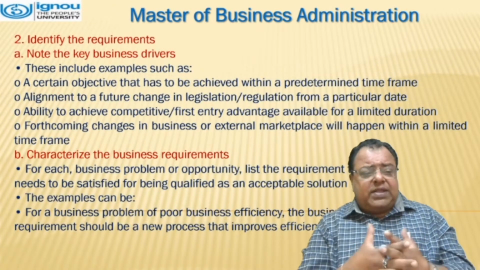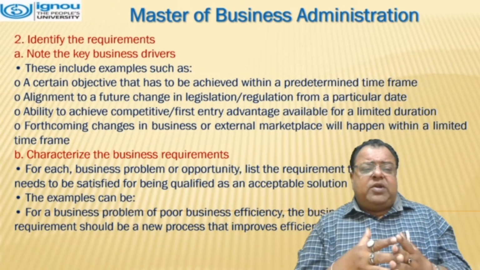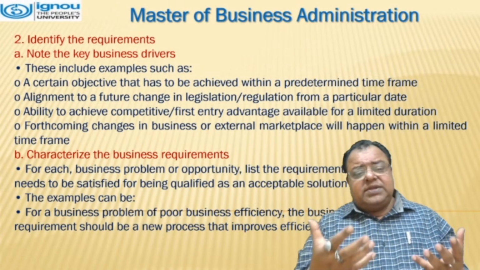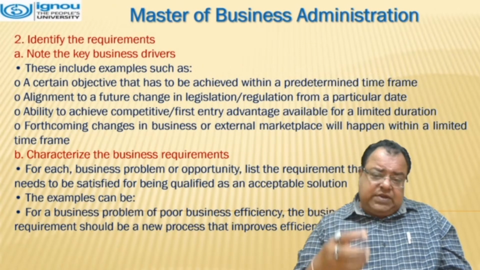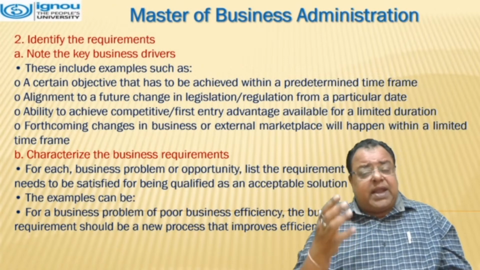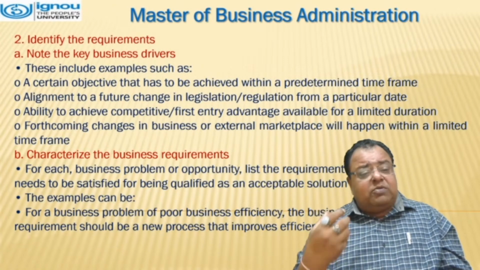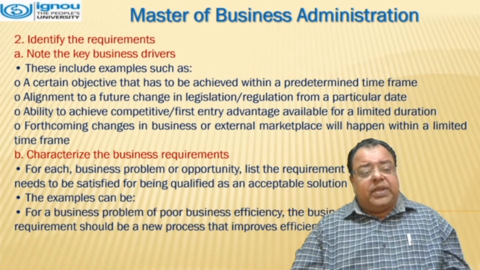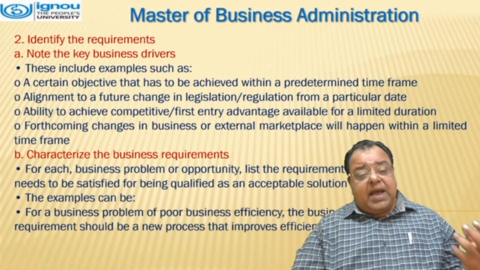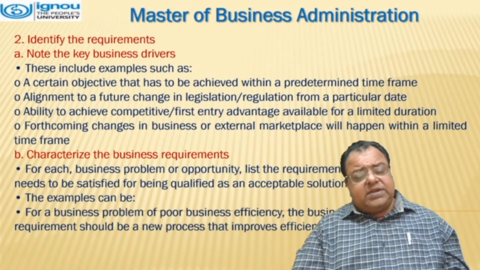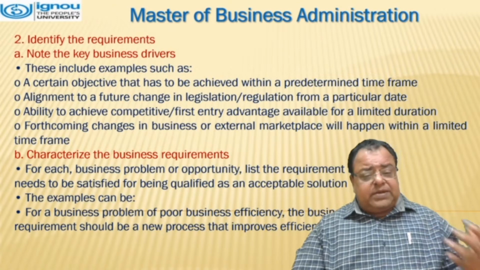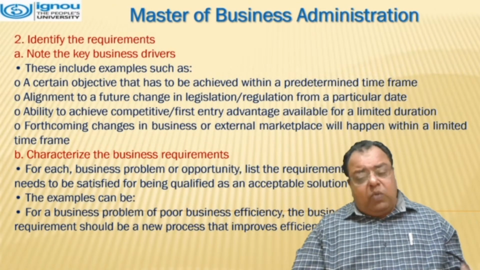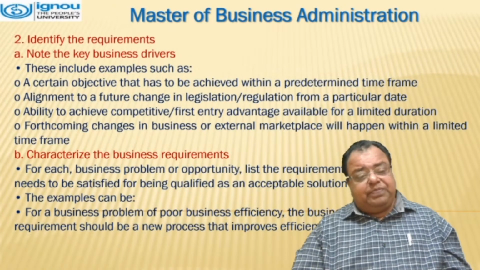Second one is to identify the requirement. Start with noting the key business drivers. This includes examples such as a certain objective that has to be achieved within a predetermined time frame, alignment to a future change in legislation or regulation from a particular date, ability to achieve competitive first entry advantage available for a limited duration, and forthcoming changes in business or extended marketplace that will happen within a limited time frame.